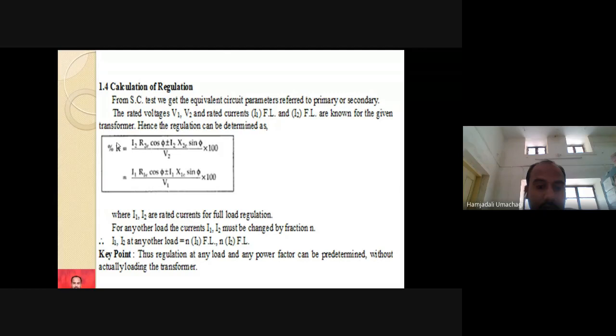Regulation is given by the notation percentage R, given by I2 R2E cos phi plus or minus I2 X2E sin phi, divided by V2 into 100. So here plus or minus we are considering. If the connected load is inductive in nature, that is lagging power factor, then we have to take this as plus sign. If the connected load is capacitive in nature or leading power factor, then in that case we should take this as minus sign. So this R2E and X2E, from where are you getting?